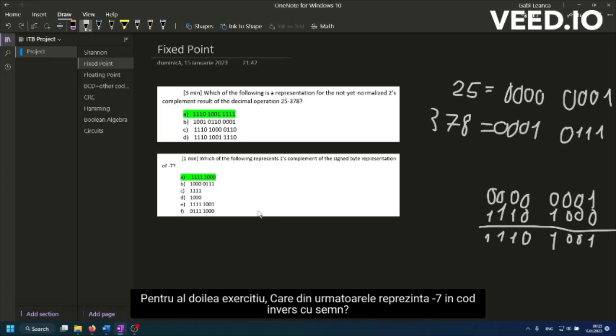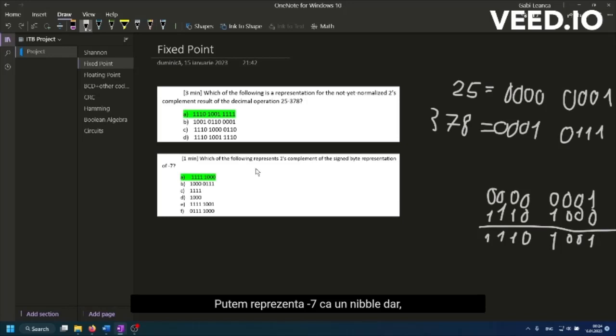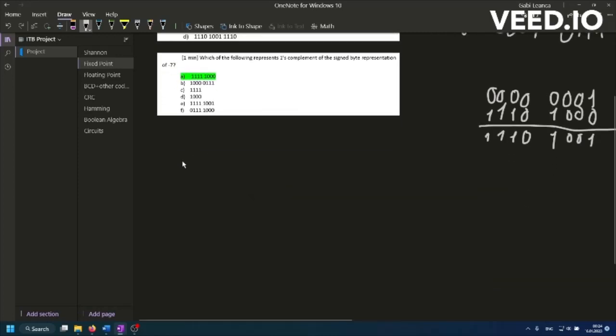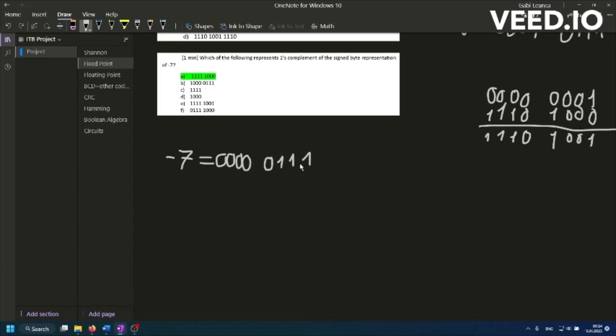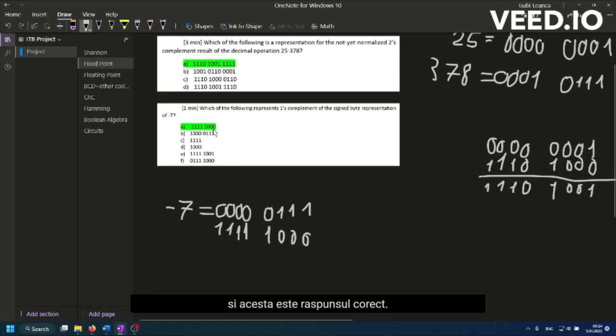For the second exercise, which of the following represents the 1's complement of the signed byte representation of minus 7? The keyword here is byte. We can represent minus 7 as a nibble, but we should use a byte. So minus 7 normally is 0, 0, 0, 0, 0, 1, 1, 1. One's complement is just the inverse, so we will have 0, 0, 0, 1, 1, 1, 1, 1. And this is the correct answer.